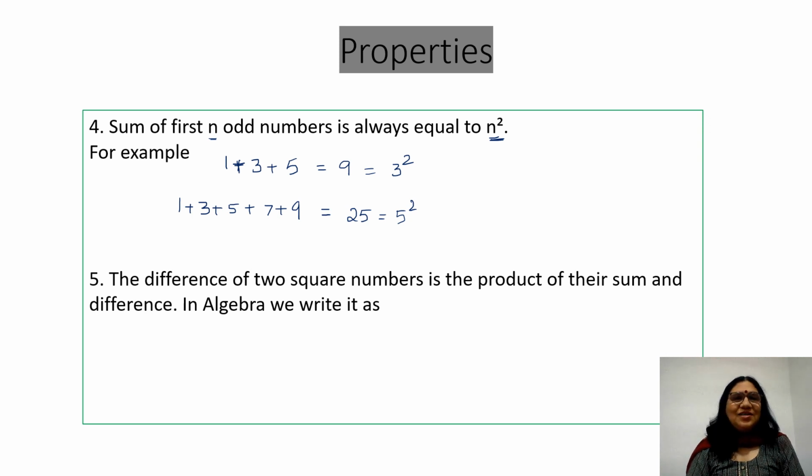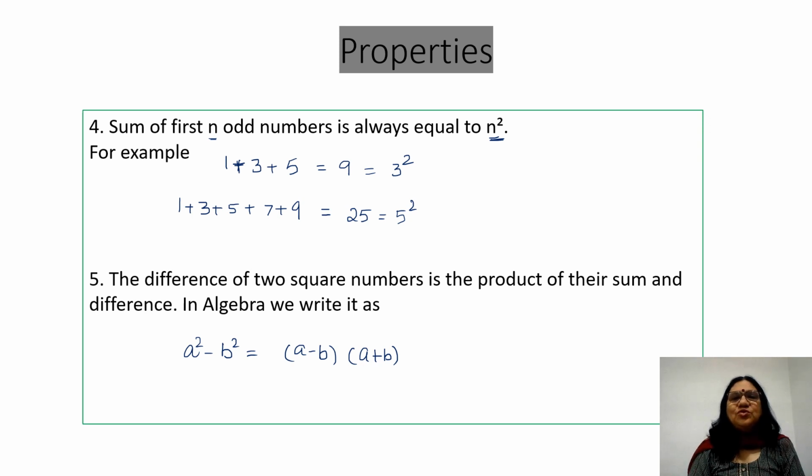Next property is the difference of two square numbers is the product of their sum and difference. Do you recall any algebraic identity? Yes, the identity is a square minus b square equals a minus b into a plus b. So let us remove this.